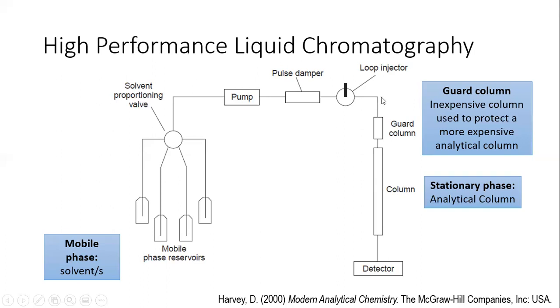After that, you have your column. Some HPLC systems include what we call a guard column. This is a type of column that is used to protect, kaya guard column, the much more expensive analytical column, which separates the components you want to separate in your sample. And then, of course, you have your detector. The detector is connected to a computer.